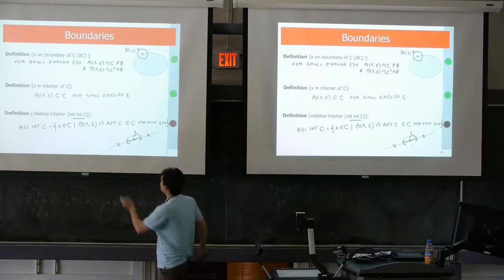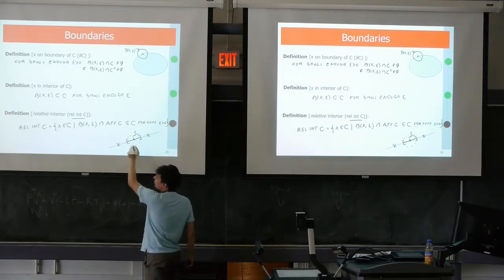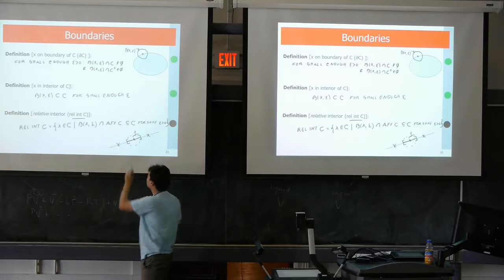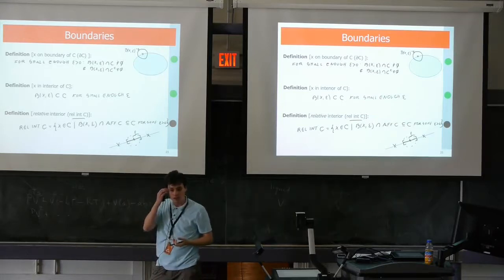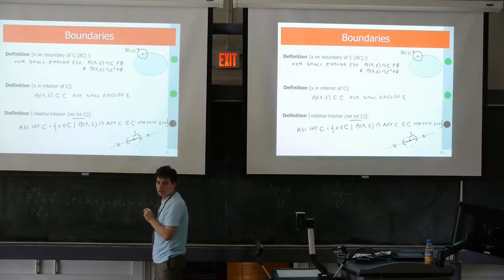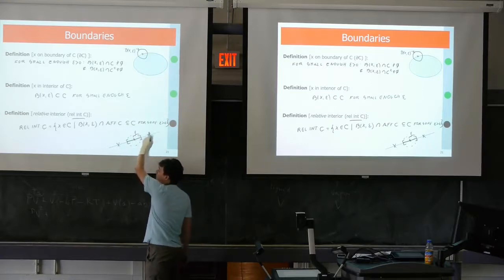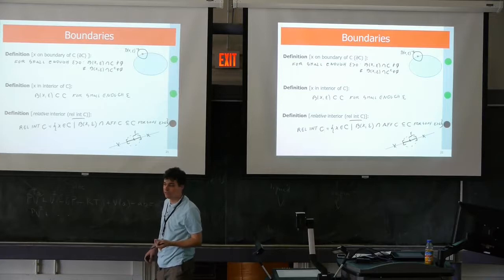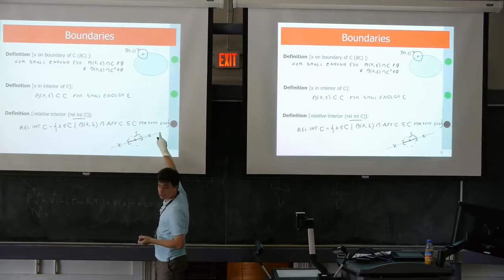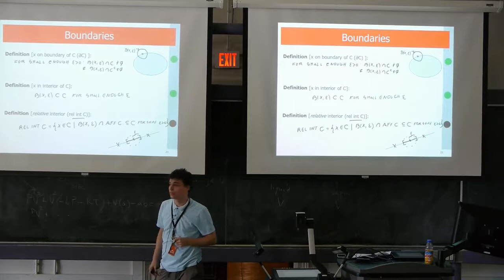What's the difference here is that, for example, if I have this line here, and I want to talk about this point, whether it is interior or not, if the whole space is, say, two-dimensional, then this point wouldn't be an interior point, because a small enough ball around this point wouldn't be entirely in this set, the line. But if I restrict the ball to the affine set of this space, then I can say that this is indeed an interior point.